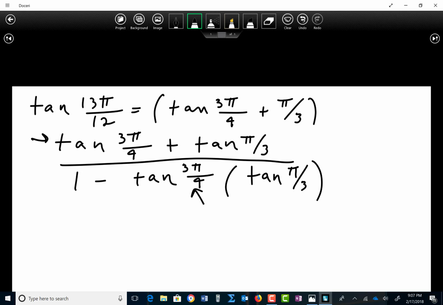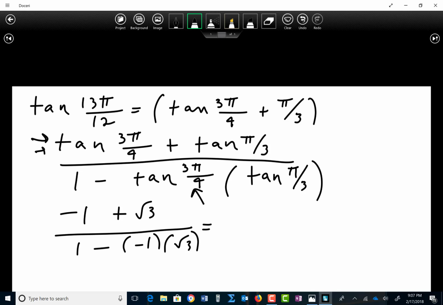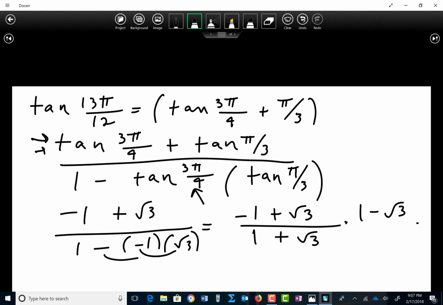So we now have minus 1 for this one, plus square root of 3 over 1 minus 1 times square root of 3. So we have on the top minus 1 plus square root of 3. And on the bottom, we have a negative times a positive is a negative, but we're subtracting, so we have 1 plus square root of 3. And again, we can't leave that negative down there, so we're going to rationalize. So the bottom's conjugate is 1 minus square root of 3.